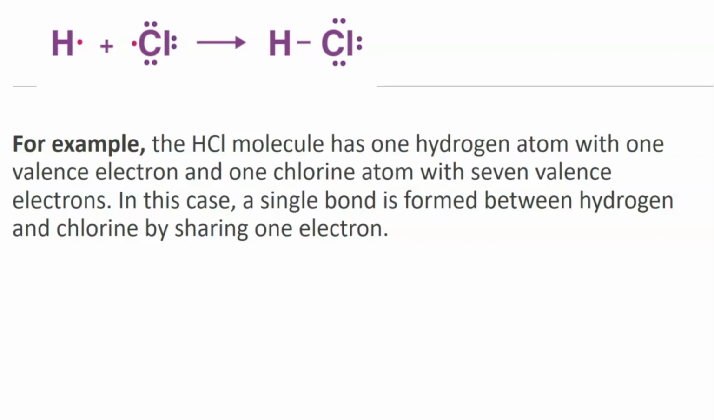An example for covalent bond is the formation of HCl. Here, the HCl molecule has one hydrogen atom with one valence electron and one chlorine atom with seven valence electrons. In this case, a single bond is formed between hydrogen and chlorine by sharing one electron.